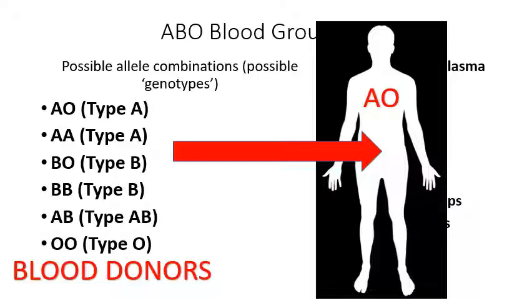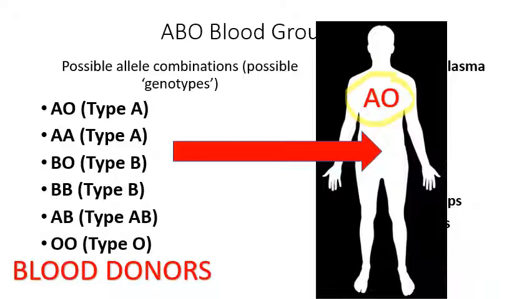Okay, so here we have a patient who has the A allele and the O allele. You tell me what their blood type is. If you guessed blood type A, you're correct.